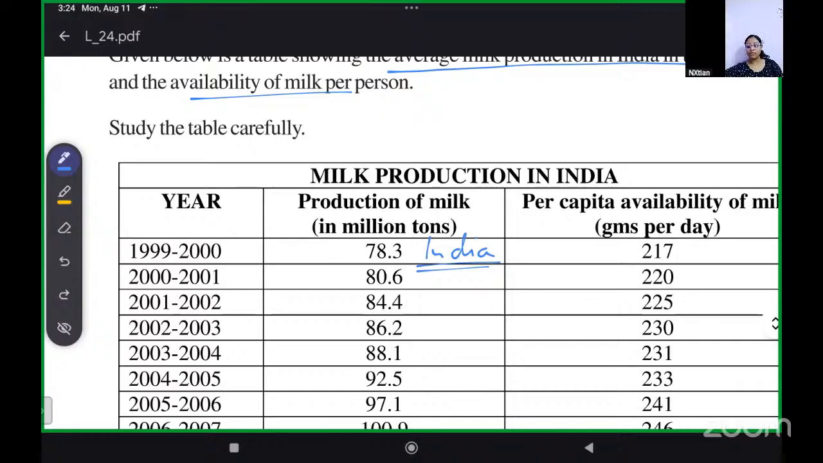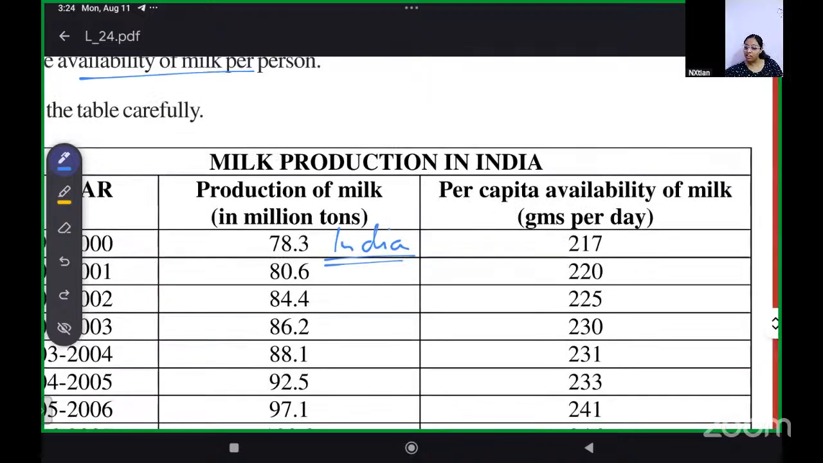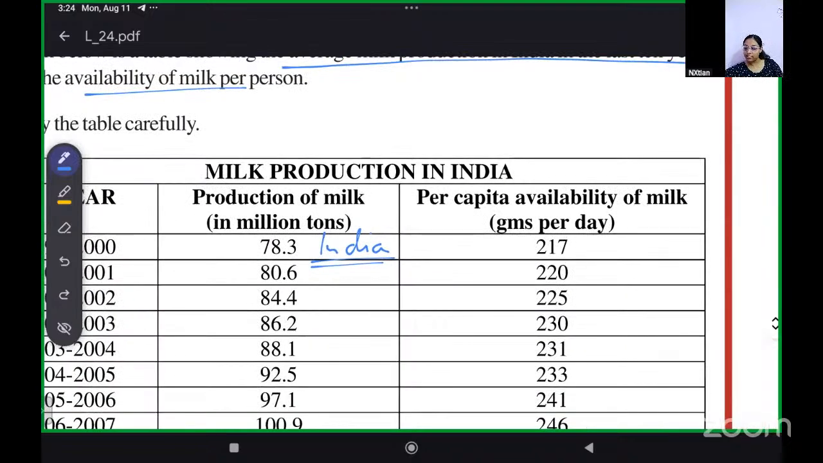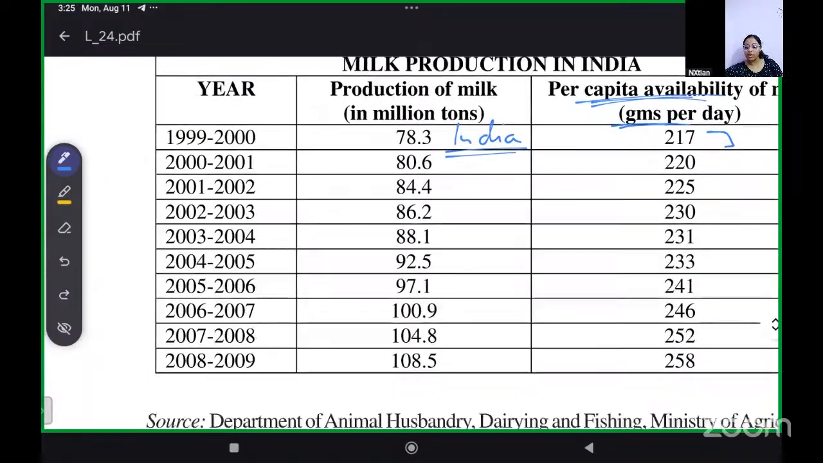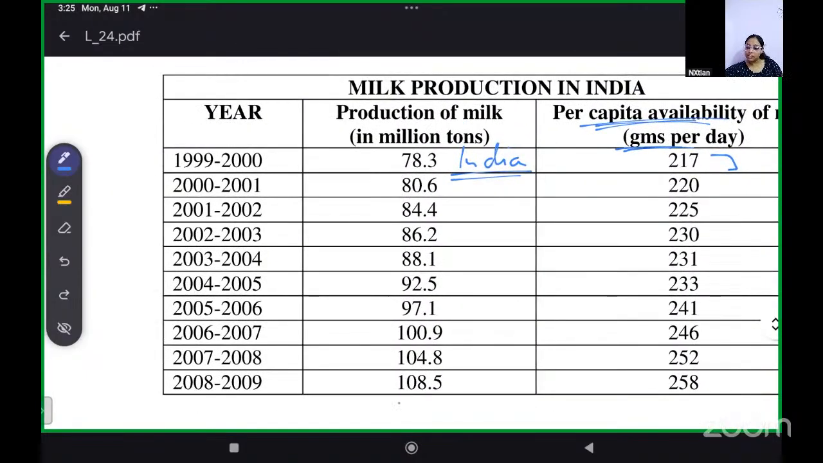2001, we have 80.6 million tons. Then also check the per capita availability of milk, how much milk is available per person per day. So 217 grams in 1999, and then by 2008 to 2009 we have 108.5 million tons.